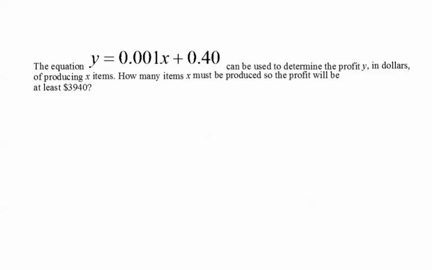Okay? This one, the equation y equals 0.001x plus 0.40 can be used to determine the profit y in dollars of producing x items. How many items x must be produced so the profit will be at least 3,940? On this one, just to set it up for you, and you can try to do the rest, you can say 3,940 has to be at least that. So the left side has to be less than or equal to 0.001x plus 0.40. Okay? So you can go ahead and subtract 0.4 and divide by 0.001. See what kind of answer you get.